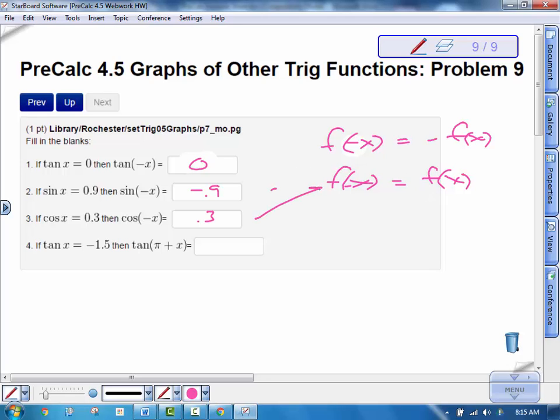So then if tangent of x is negative 0.5, then tangent of pi plus x is the same thing, because the period of tangent is pi, so it repeats every pi. So if we add any increment of pi here, we're going to get the same value back that we had for just tangent of x.